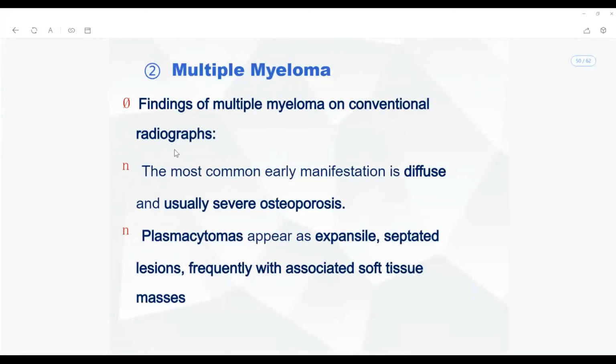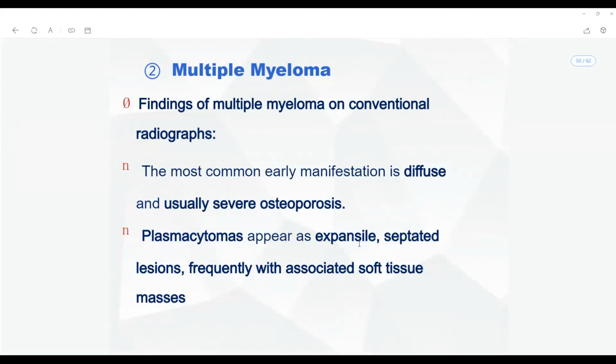They have diffuse and severe osteoporosis, the first characteristic feature. Then they are expansile, looking big like a soap bubble, and septated lesions. There will be septations in between, which is actually the normal trabeculae being thickened. They are frequently associated with soft tissue masses. So there is a soft tissue mass and thickened trabeculae, but in other areas there is loss of trabeculae, which causes septate lesions. Then they are big and expansile, so they have the soap bubble appearance.